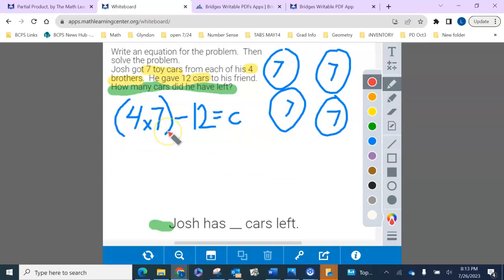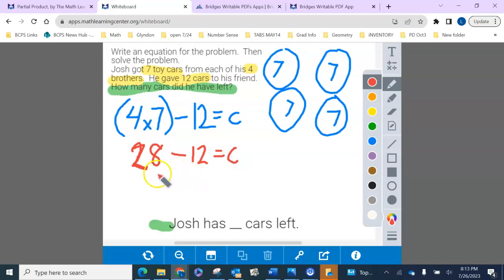I'm going to do the order of operations with the parentheses first. 4 times 7 is going to be 28. If I needed some help figuring that out, we can think about it in groups of 2. So 2 groups of 7 is 14. 2 more groups of 7 is 14. 14 and 14 is 28. I still need to subtract my 12 to equal my total number of cars that remain.